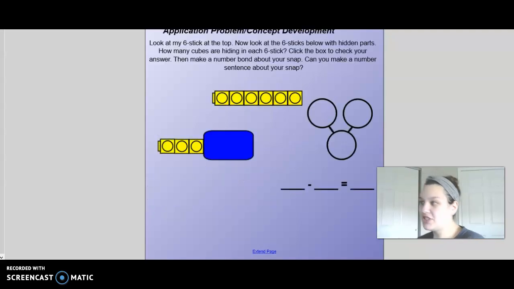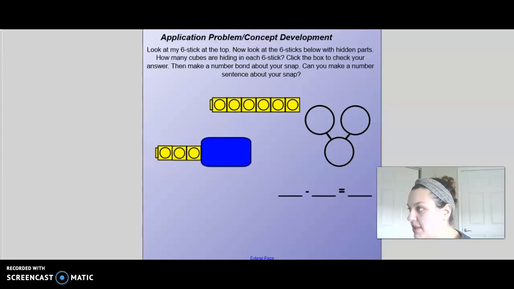All right, so let's get started. Today, we have a 6 stick. So that's why you needed 6 of something. We're going to count these things together, and if you have 6 of something, I want you to count your things. So 1, 2, 3, 4, 5, 6. Okay. Now, this blue box down here, it hid some of our cubes, see?